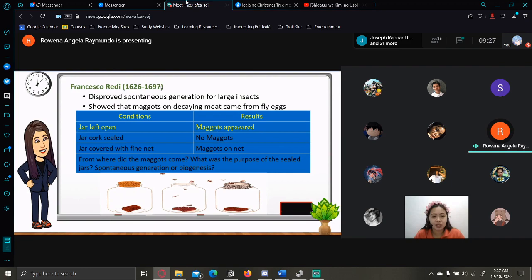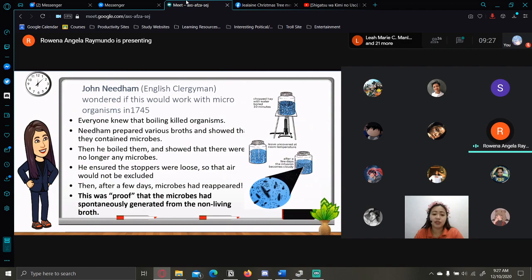So because of this experiment of Francesco Redi, naniwala naman yung mga tao that hindi siya spontaneously nag-occur. But only for large insects. Okay, so sa mga large insects lang siguro, hindi totoo na nabubuhay sila spontaneously. But when it comes to small organisms such as bacteria, sabi nila, it still arises spontaneously. So, hindi siya completely na-disprove ang spontaneous generation theory. Kasi, kailangan pa nilang patunayan na even microorganisms do not appear spontaneously from nothing.